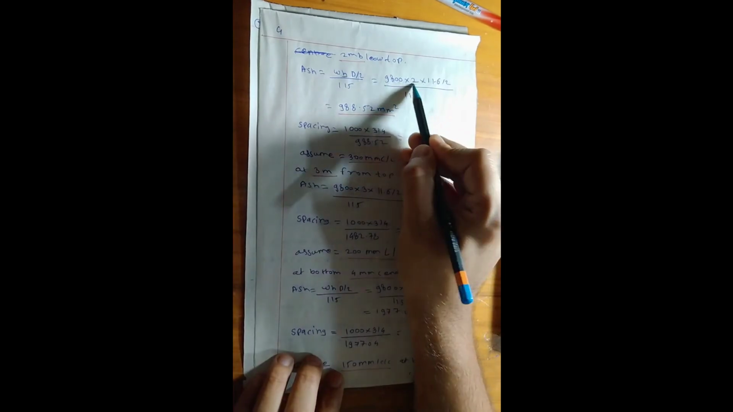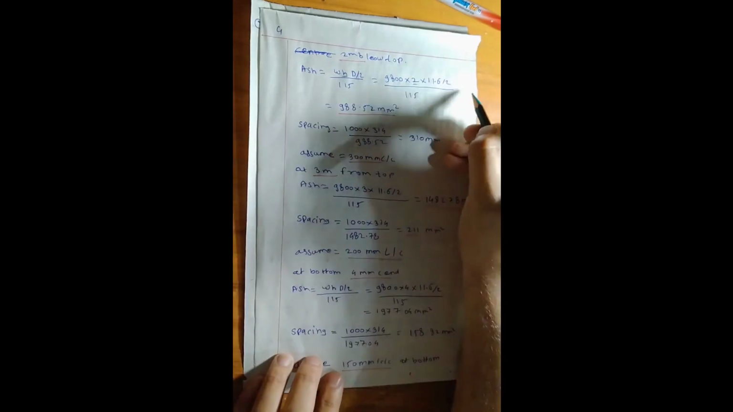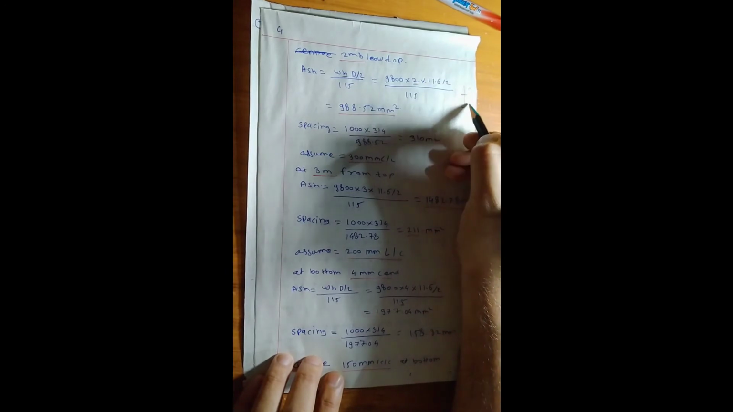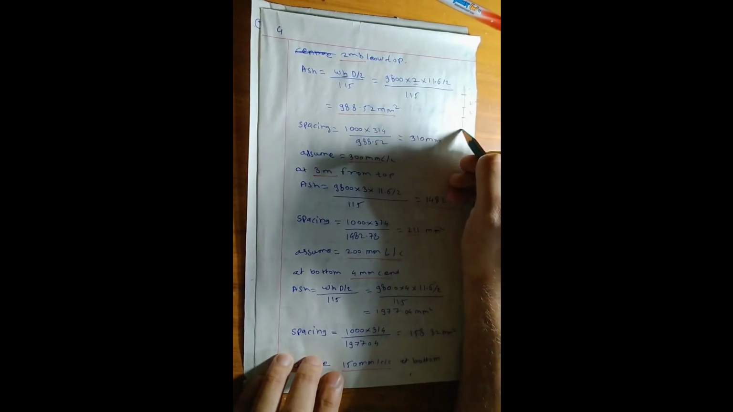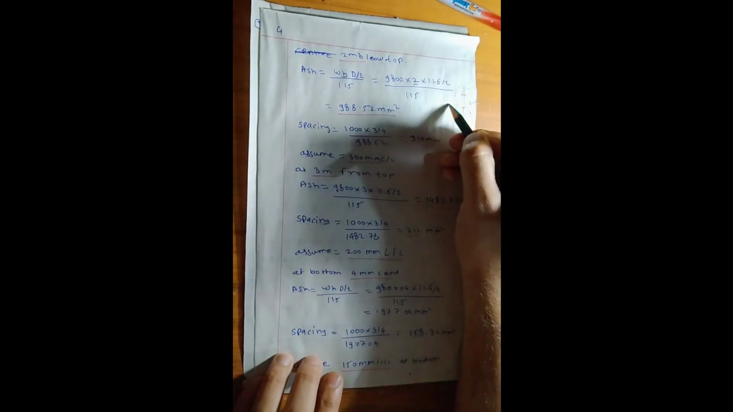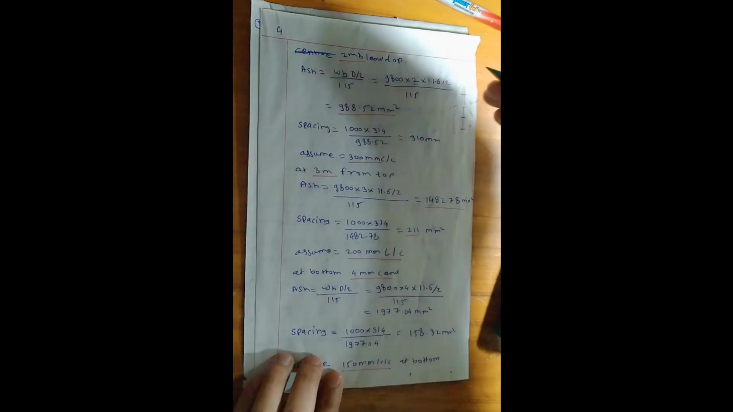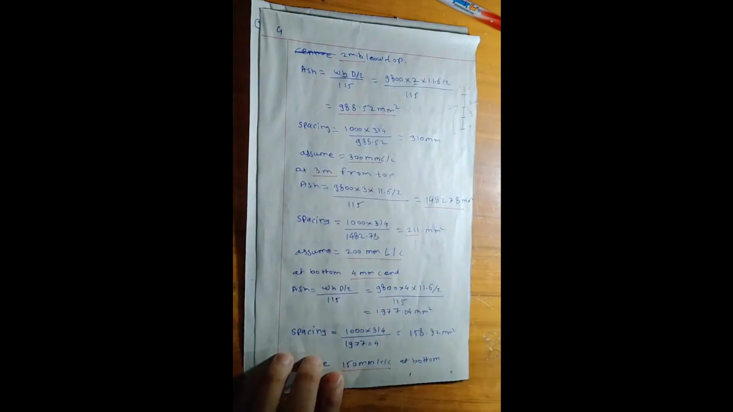The height of the wall is given from the top as 1 meter, 2 meter, 3 meter and 4 meter. This is our overall height, 4 meter. We have divided it into 4 parts.